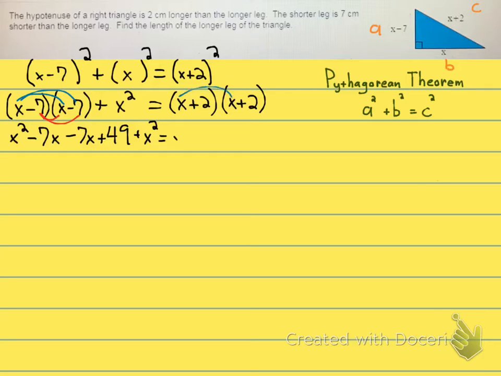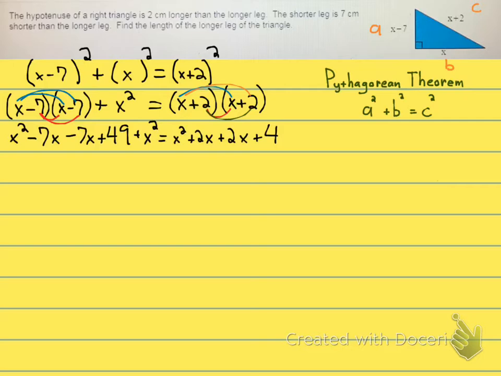x times x, x squared. x times 2, 2x. 2 times x, 2x. And then 2 times 2, 4. All right, FOILing is distributing. So every time after we distribute, we need to combine like terms. Let's go ahead and do that.